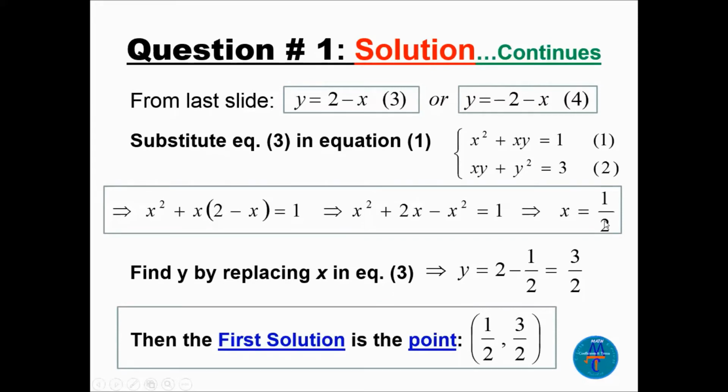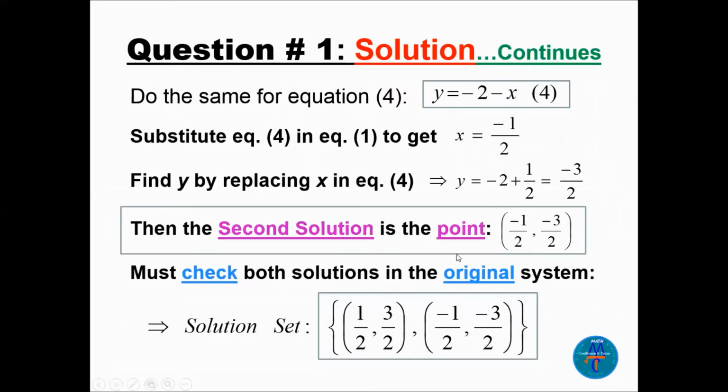Now I need y. So I take x equals half in equation 3. So I get y equals 2 minus half, which is 2 times 2, 4, minus 1, so 3 over 2. This is the first solution, which is the first point, (half, 3 over 2). This is a point of intersection of this system, but remember, we have to check at the end.